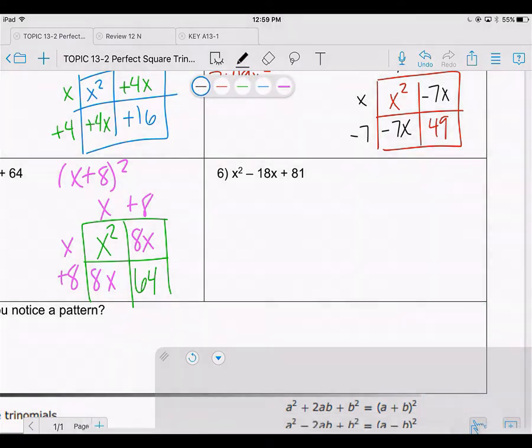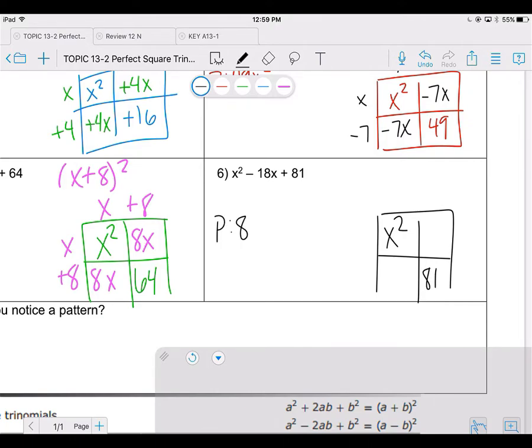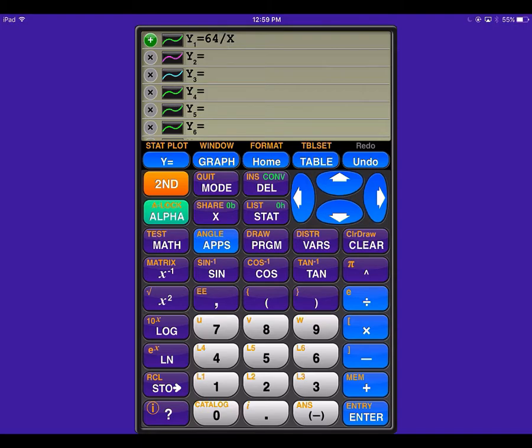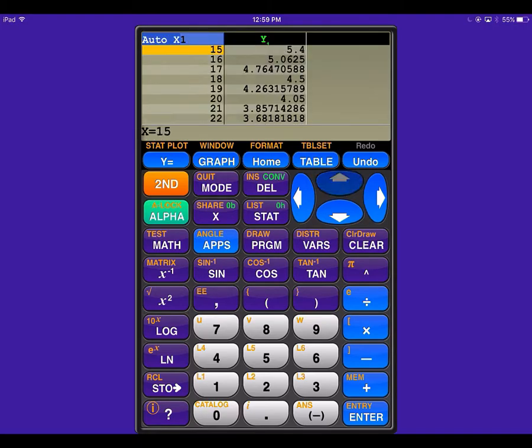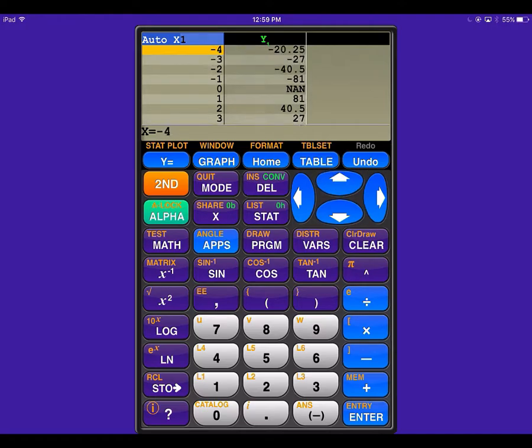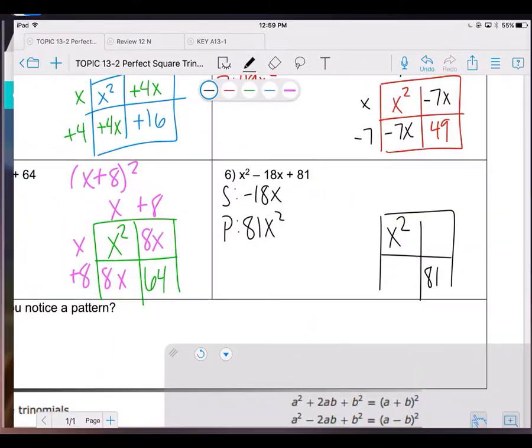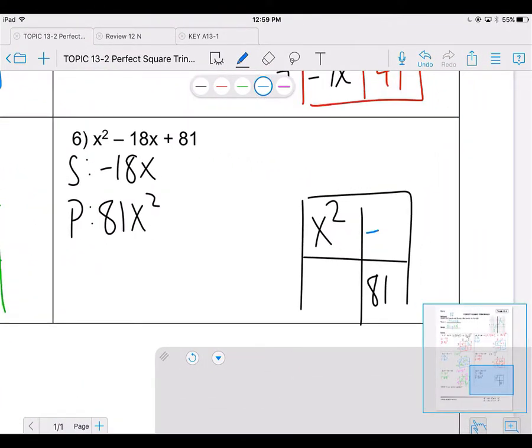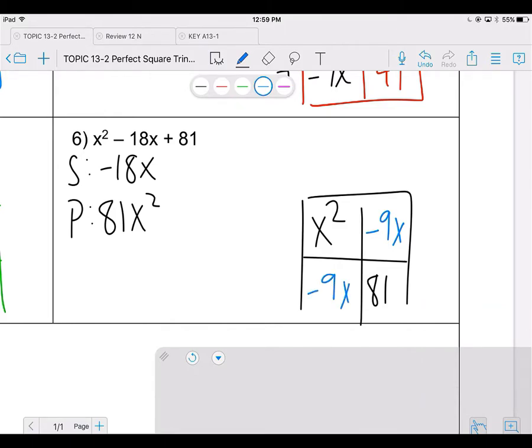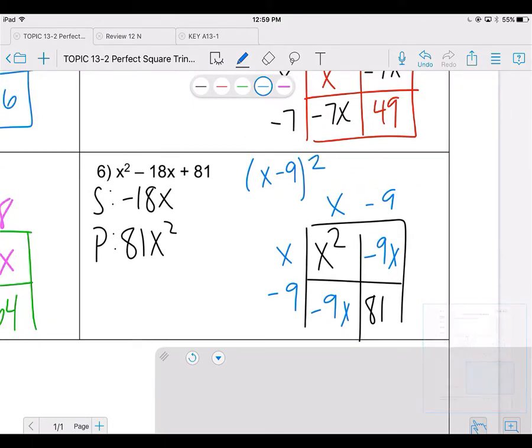For the last one, no GCF. X squared, 81. So my product is 81x squared. My sum is negative 18x. So I put 81 into y equals. Look in the table. I'm looking for two numbers that add to negative 18. So I'm going to go in the negatives. Negative 9 and negative 9 would give me that negative 18. So x minus 9, x minus 9. That would be the same thing as x minus 9 squared.